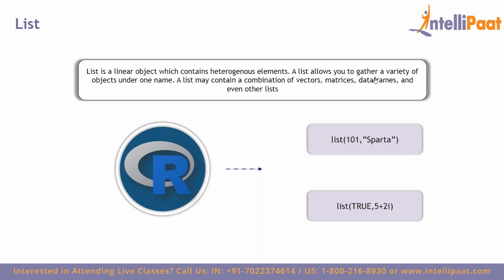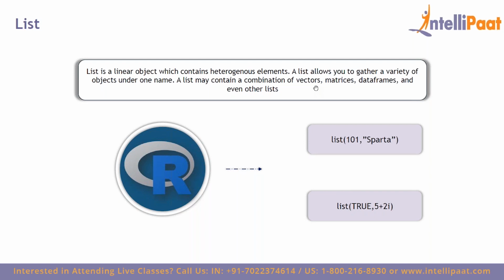Now what does the last sentence mean? It may contain a combination of vectors, matrices, data frames, and even other lists. So this means within a list you can have, let's say, just one number, one string, and you can also have another list, matrices, data frame. So say first element could be just one vector, vector of length 1. Second element could be a vector of length 1. Third element could be a whole data frame, meaning 1000 rows and 10 columns. Or the fourth element could be a matrix. So that's the beauty of list. Now, how you apply it depends on the requirement.